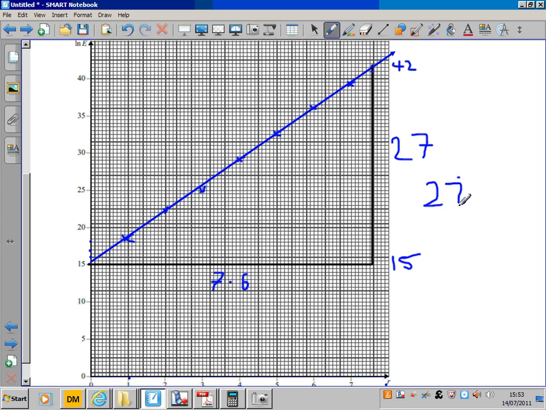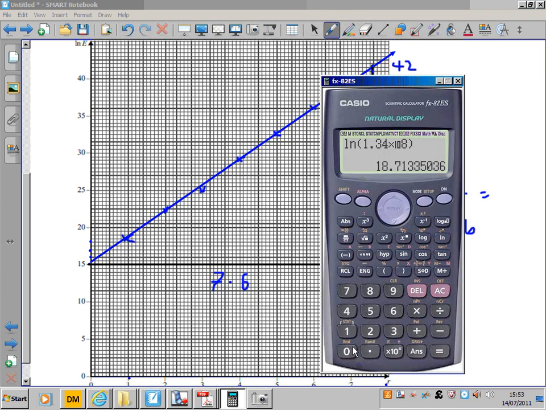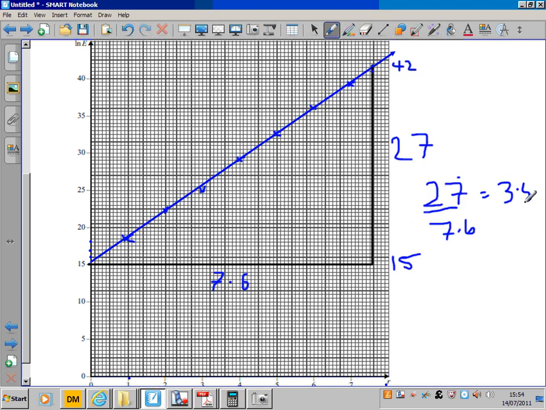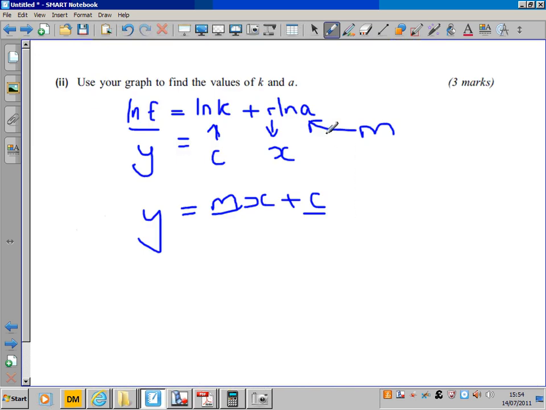Okay, so I've got to do 27 divided by 7.6 to give me the gradient. So let's just write that down over here. 27 divided by 7.6 gives me the gradient. So I use my calculator to work out what that is. 27 divided by 7.6. Use that button to change it to a decimal, and I've got about 3.55. So that's my gradient. I'll go back to here, have a little look at my equation, and I notice that the gradient, m, is equal to ln of A. So I've got my 3.55. It's not equal to A, it's equal to ln of A.